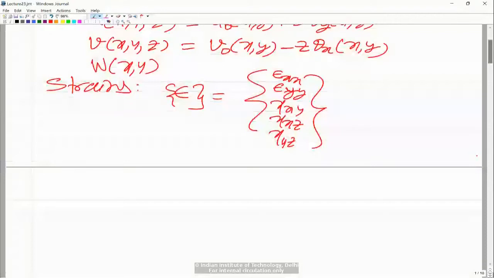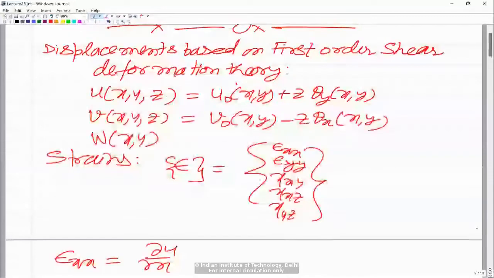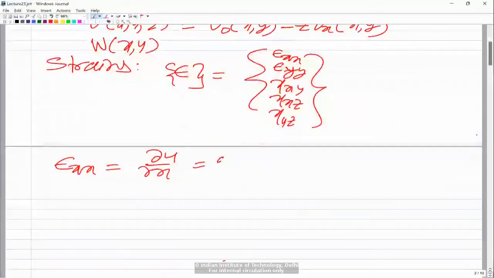By definition, epsilon xx, the normal strain along the x direction, is the change in length per unit original length of a line element parallel to the x-axis, in the limit when the length of the line element approaches 0. So that is del u by del x, and since u is written in terms of these two variables, we write del u by del x as del u naught by del x plus z into del theta y by del x.